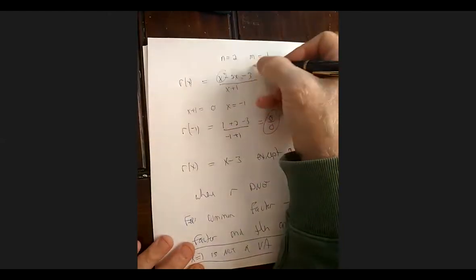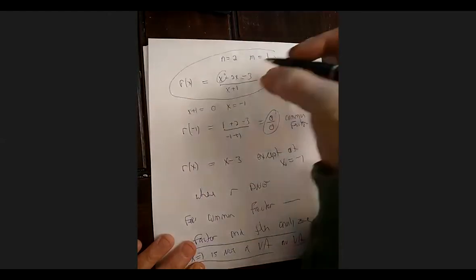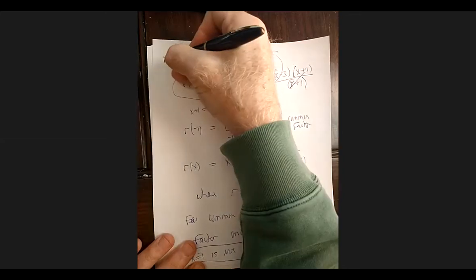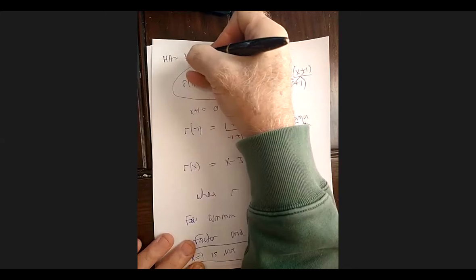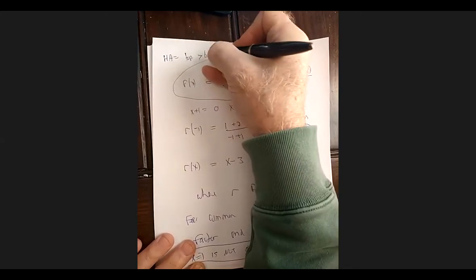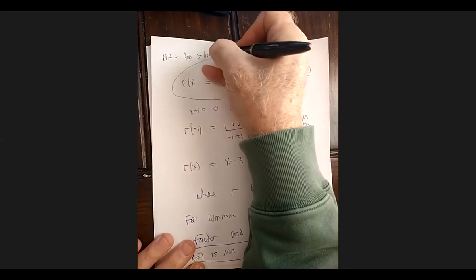However, when I look up here for the horizontal asymptote, I still have the degree of the top bigger than the degree of the bottom. So there's no horizontal asymptote either. The graph goes off to infinity.